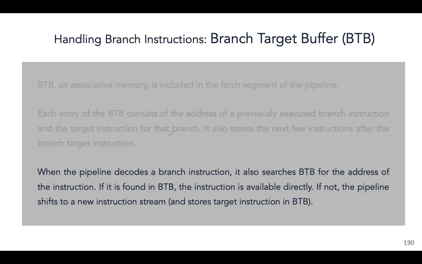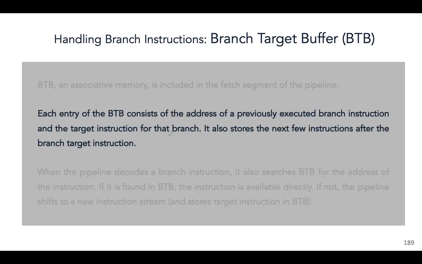Now, when the pipeline decodes a branch instruction, it searches the BTB also for the address of the instruction. If that address is found in the BTB, the instruction is directly fetched from this associative memory. If not, the pipeline shifts to a new instruction stream and then stores the target instruction in the BTB. So if you learned associative memories already, you know that they are very, very fast memories, and they are used when you need to access some resource repeatedly, right?